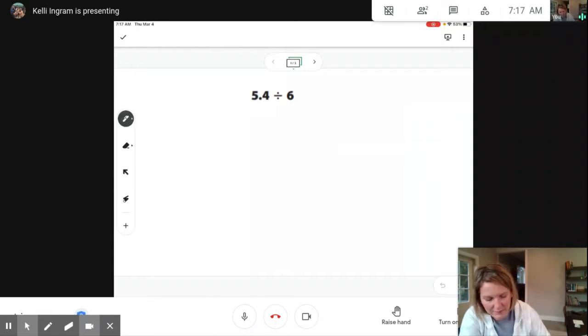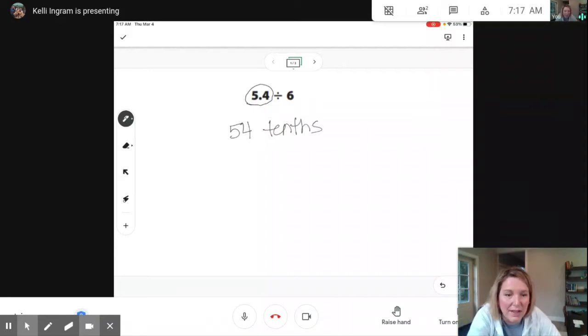Strategy number one was I can change this number from 5 and 4 tenths. I can change that to just be 54 tenths. Okay. That works. We know that works. We've done all that work with powers of 10 at the beginning of the year. We know if I pulled out my base 10 blocks, I could count up the tenths. I would have 54 of them. That's just, it just is. It works. Then I can just divide like I normally would.